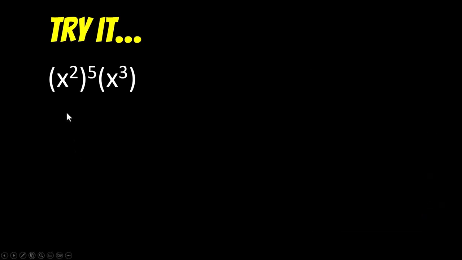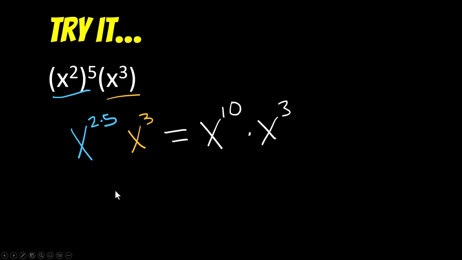It's getting a little more complicated now. Here we have x squared raised to the fifth power, which would be x to the 2 times 5, and x cubed is just sitting here by itself. Now we finish this using that product property. We get x to the 10th times x cubed. Now we're going to add those together, and this is x to the 13th.